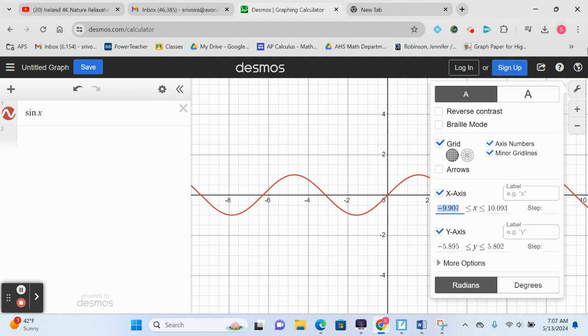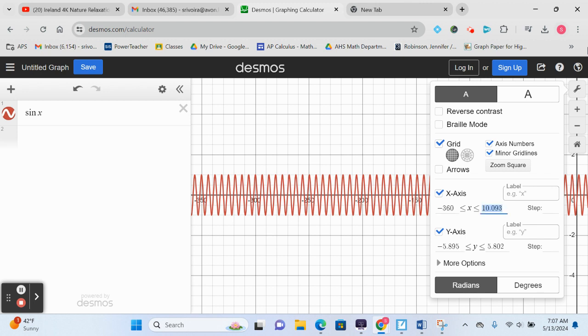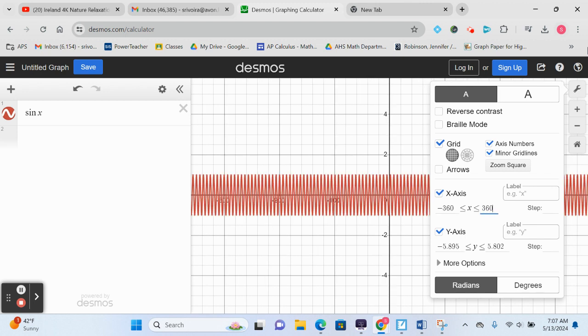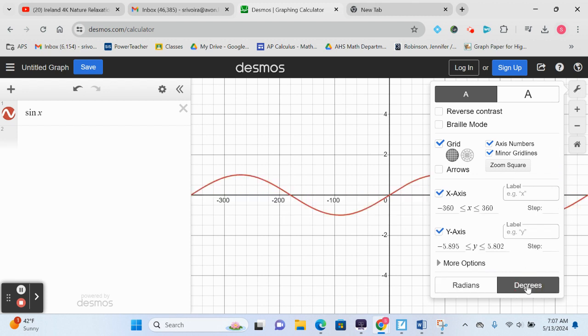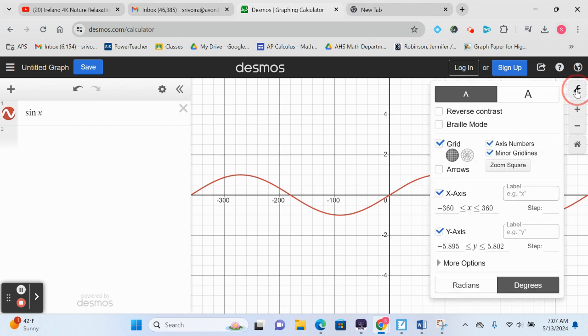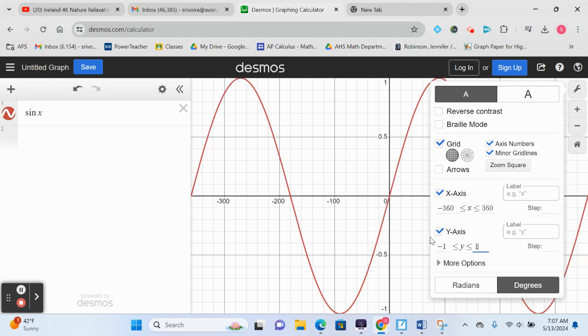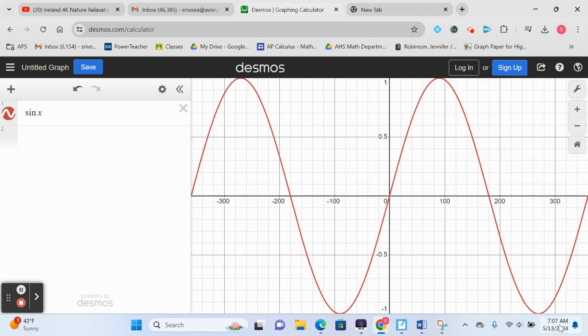I'll put negative 360 to 360. Whoa, something's crazy going on. But notice it's in radians. I'm going to click on degrees. By the way, you should be in degree mode on your calculator. Most of you are probably in that, but that's where you should be. So we should have roughly the same thing. The only thing I will do is change this so we have the same exact look from negative 1 to 1. So we all should have the same graph.